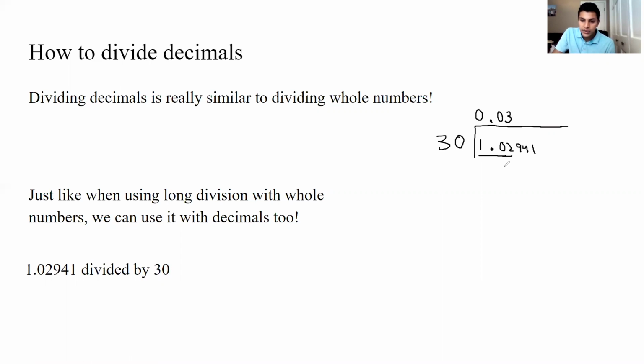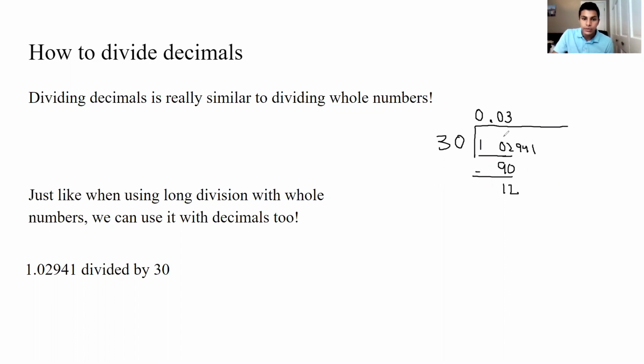3 times 30 is 90. And now we're going to do 102 minus 90. So 102 minus 90 is 12. And again, you can ignore this decimal point. In fact, as soon as we put it in our answer, we can just erase the decimal point and just imagine we're dividing this number, and just keep the decimal point in our answer. So 30 goes into 102 3 times. 3 times 30 is 90, and when you subtract that, you get 12.